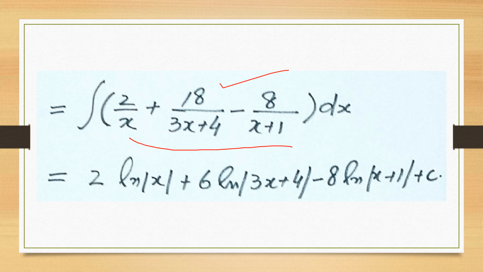Using the rule of integration, we can separately evaluate all of these, and the integral of 1 over x is log of x, and similarly we obtain two more results in terms of log, because the derivative of 3x is 3, which is written here as a part of 18, and this 6 is outside the integral, and we obtain log of 3x plus 4. Hope you will understand.